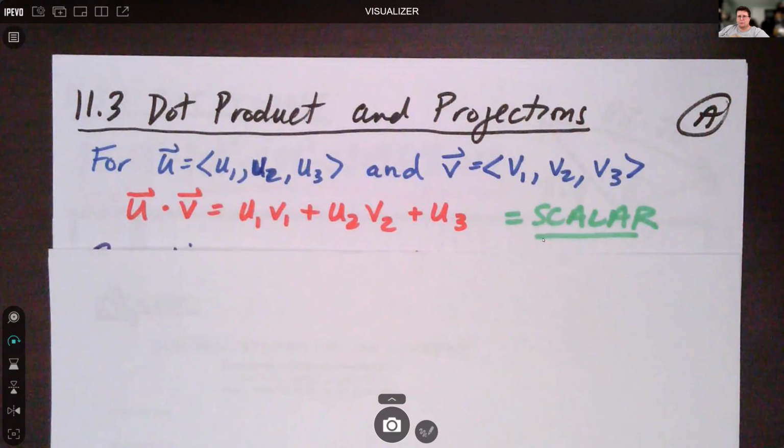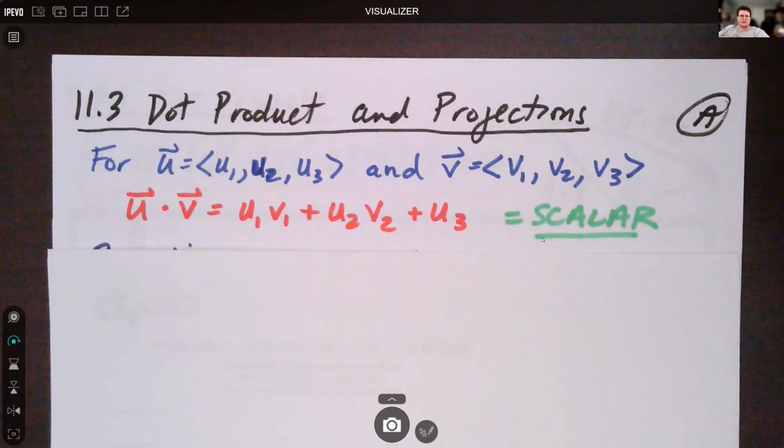Hey, everybody. Welcome back to Calculus 3. This is 11.3. We're looking at the dot product. This is a form of vector multiplication where we multiply two vectors together. In this section, we're going to look at that and projections and talk about what dot product is. We've got a few sections that we'll be covering over several videos for 11.3.